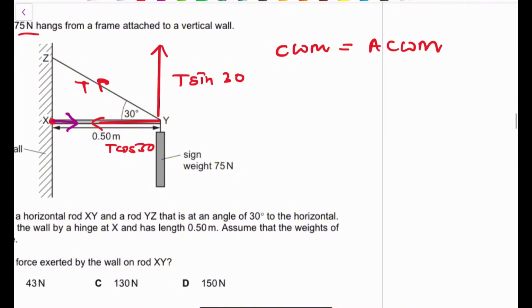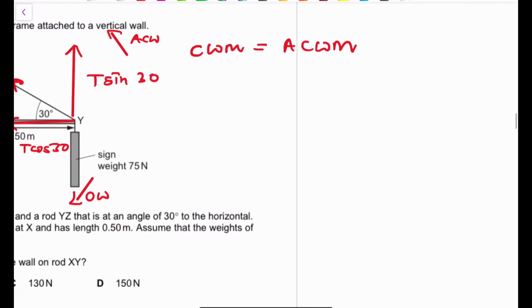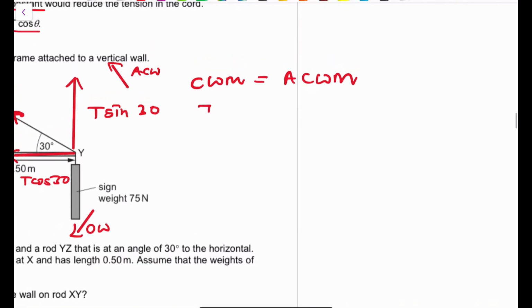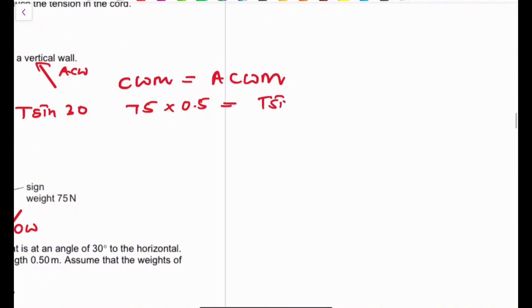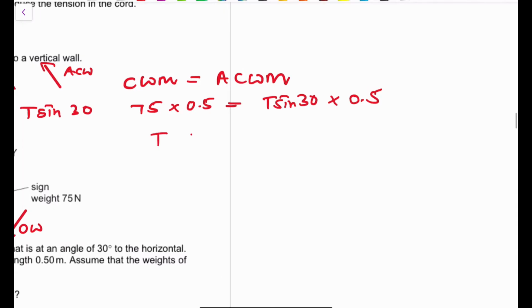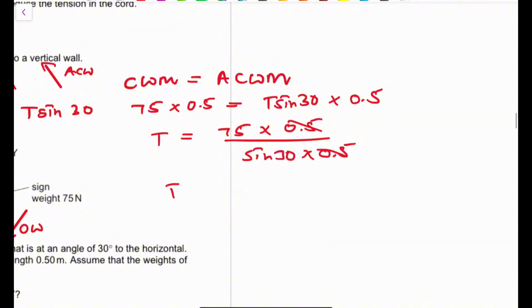So as you can see from here, this is going to be clockwise, and this is going to be anti-clockwise. Anti-clockwise, and this is going to be clockwise. So for the clockwise, it's going to be 75 multiplied by 0.5. That's going to be equal to T sin 30 times 0.5. So the value of your tension is going to be 75 times 0.5 divided by sin 30 times 0.5. This cancels out, so you're going to get your value of T equivalent to 150 newtons.